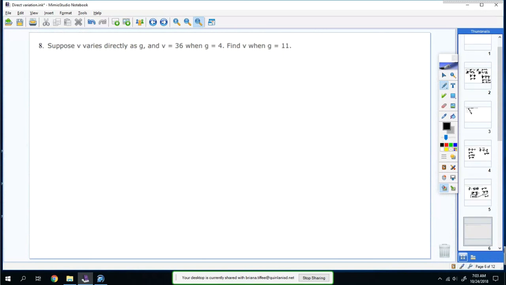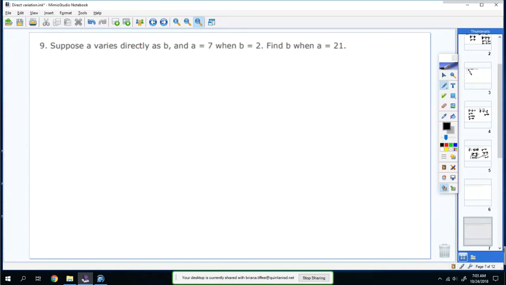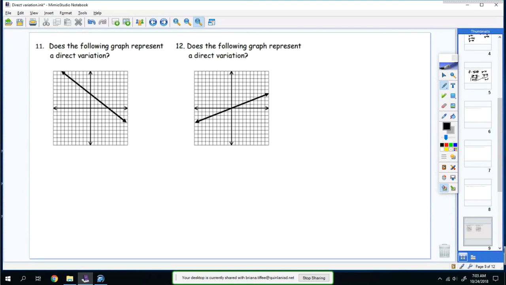I'm going to skip number 8 and 9 because they're the same idea, and even 10. So number 11 says, does this graph represent a direct variation? It does not, because it does not go through the origin, so no. Okay, 12 is a direct variation because it goes through the origin.